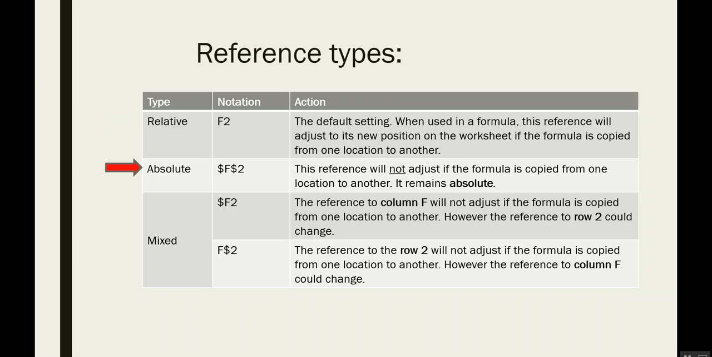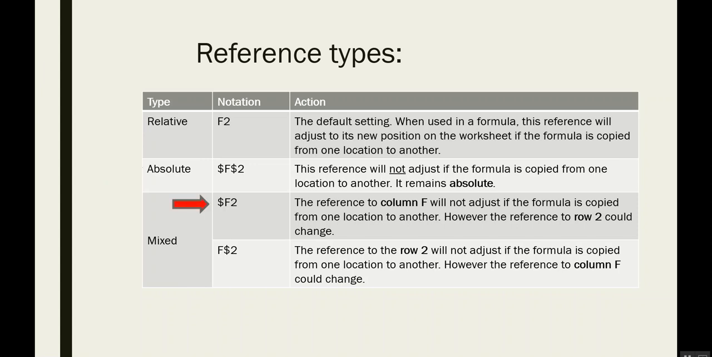But the opposite of that is something called an absolute cell reference. And you can see that it does have a special notation here. Absolute references are indicated with $ signs. And in this particular instance, it's an absolute reference to the cell F2. In this reference, if you copied that formula that had this reference across a row or down a column or to any other place on your worksheet, that would not change. That reference in that formula would stay referring to F2 no matter what.